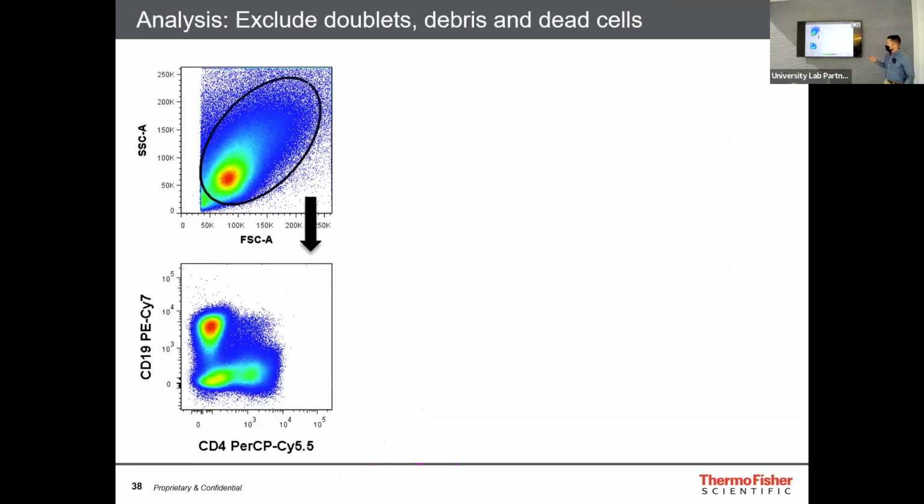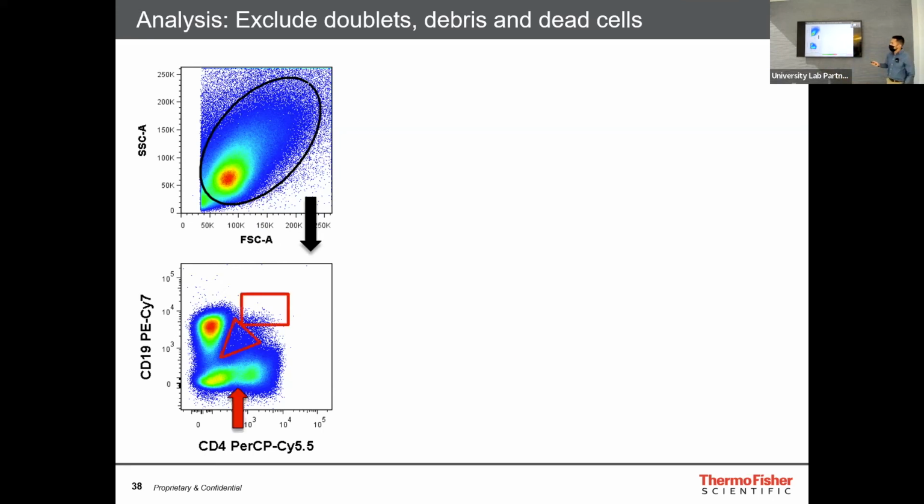I think this might be the last point. For analysis, you want to exclude the doublets, debris, and dead cells, and I'll show you why. So here is the forward scatter of our population of interest. When you then look at CD4 and CD19 from all of these cells, this is what the plot looks like. You see that there's a population here, here, and here. But then there's a lot of stuff going on in between, right?